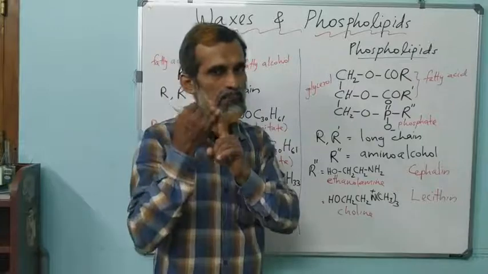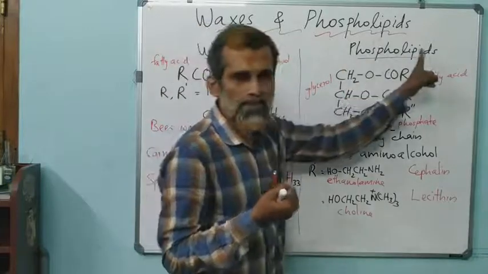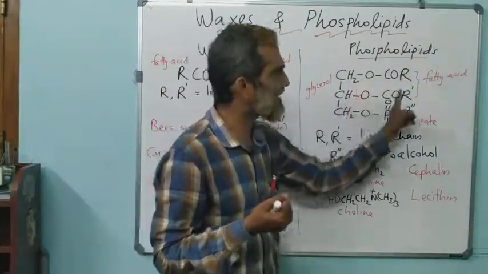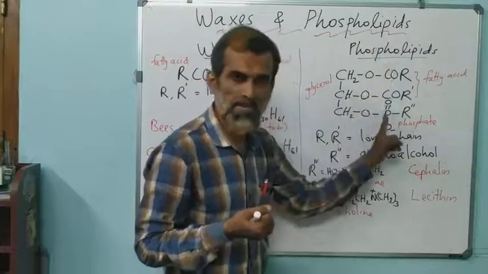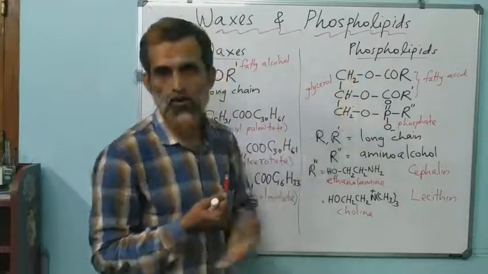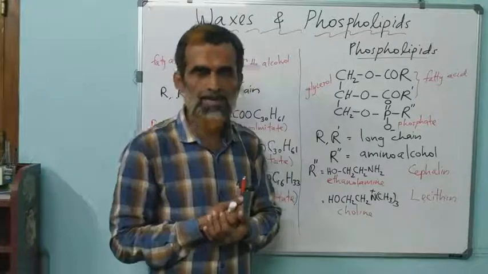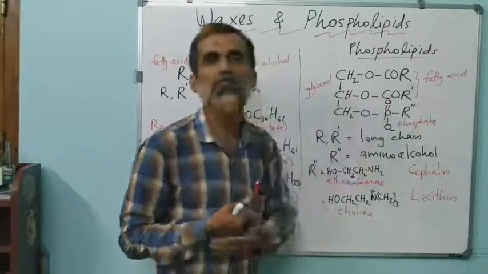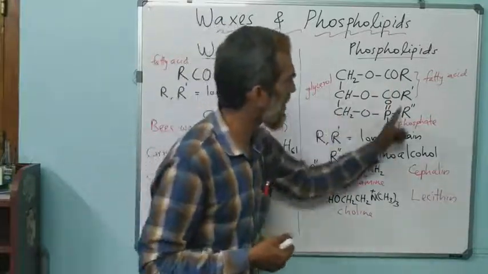So that is the first difference. A phospholipid contains two fatty acid groups and one phosphate which is connected to glycerol. So it's a triglyceride with two fatty acids and one phosphate group. So it has three parts.